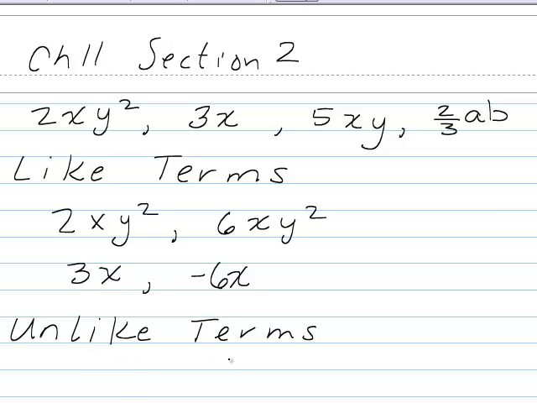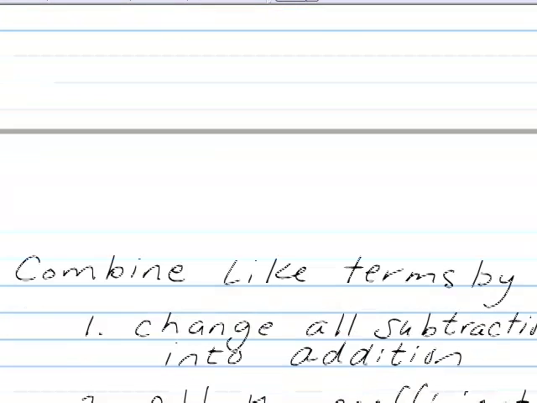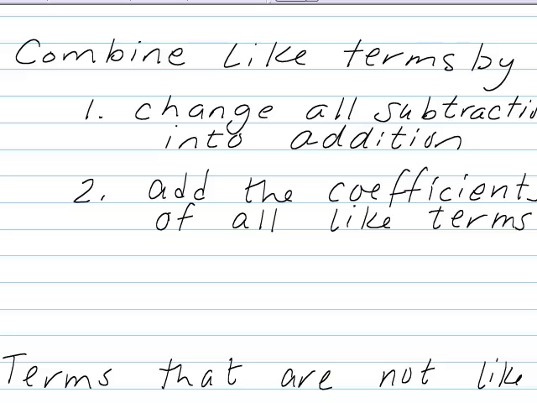So unlike terms are any terms where the variable part is not exactly the same. So all of these are unlike terms. As long as it's not like, then it's unlike terms. Next, we're going to talk about combining like terms.